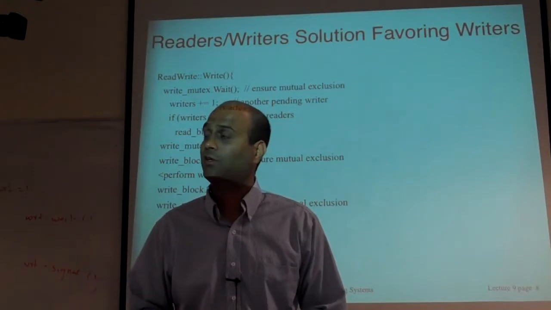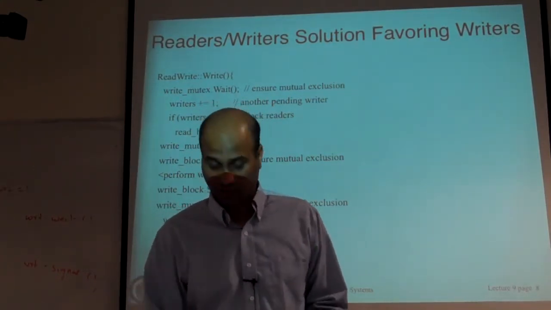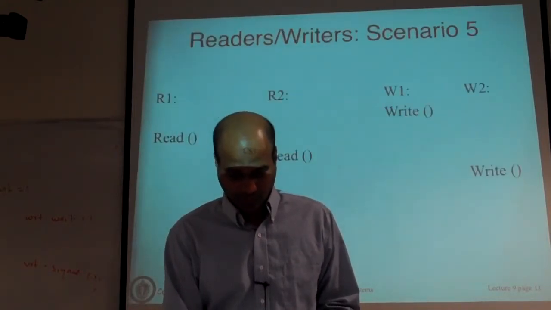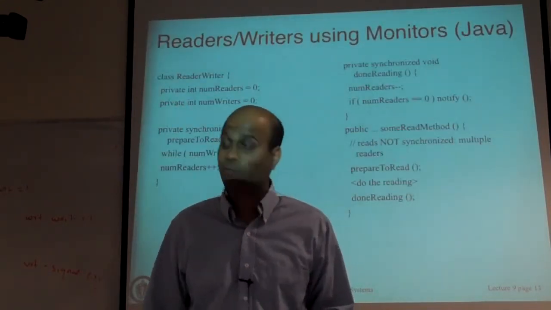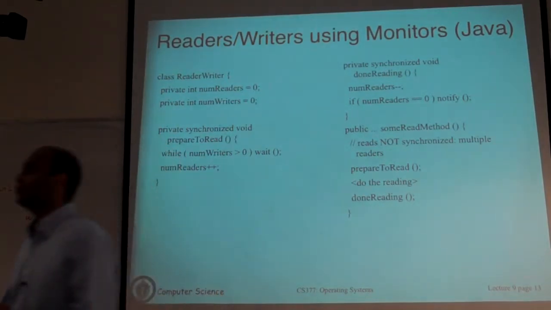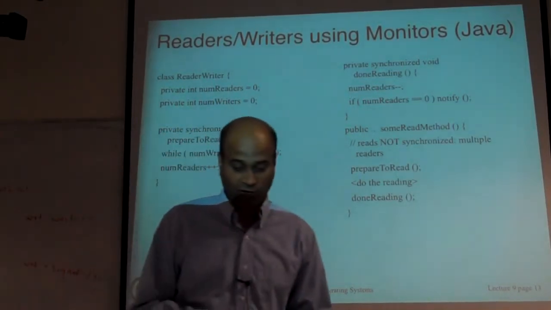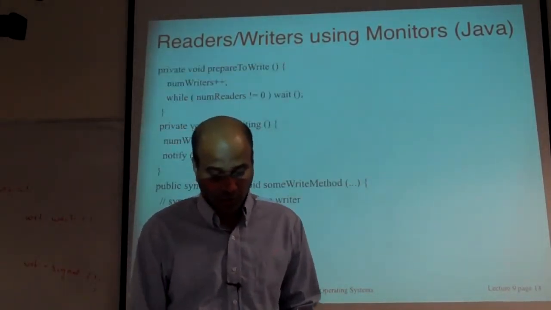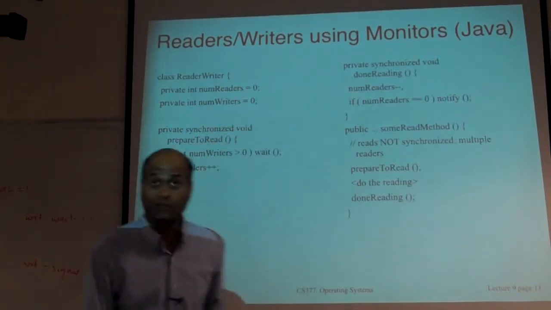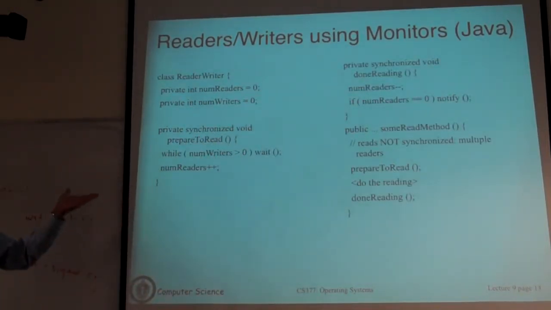The code doesn't look very easy to write because we are using semaphores, a low-level construct. I'm not going to go through the scenarios, but I'm going to show you how to write easy to understand code using Java. This is readers-writers using a Java monitor, much simpler code. Very easy to understand. So that's the reader-writer class, and incidentally this is how we are going to implement read-write locks as well. This is an implementation of a reader-writer lock.